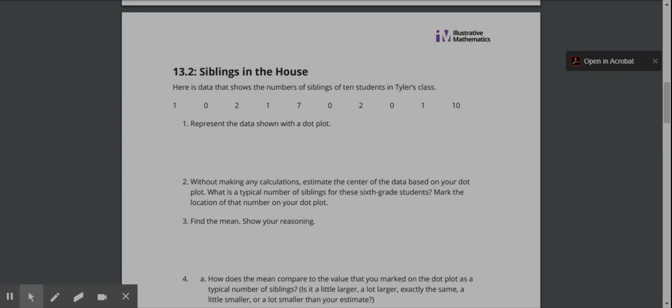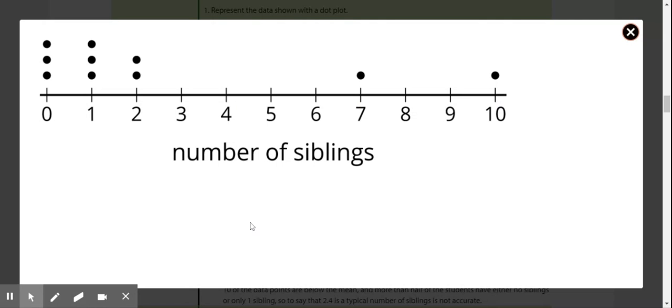So let's go ahead and switch over to this tab. All right, so I've made a dot plot of this information, and we're seeing the students. So some people had no siblings, some people had one sibling, a couple people had two siblings, one person had 7 siblings, and one person had 10 siblings. So quite a big difference.